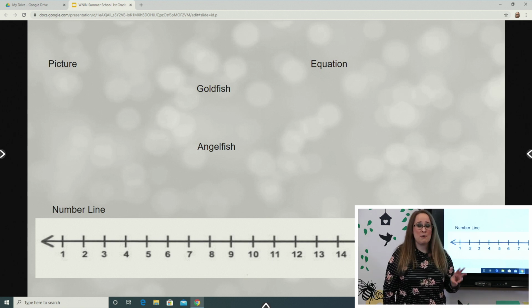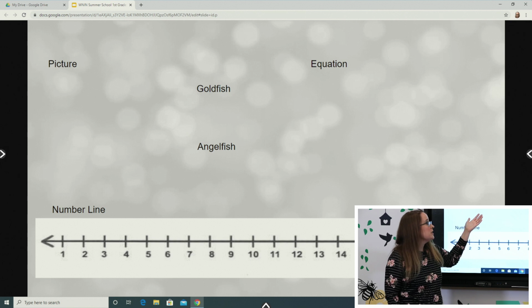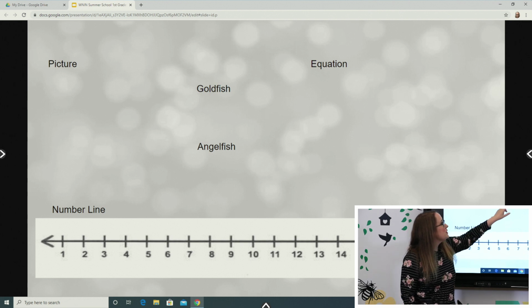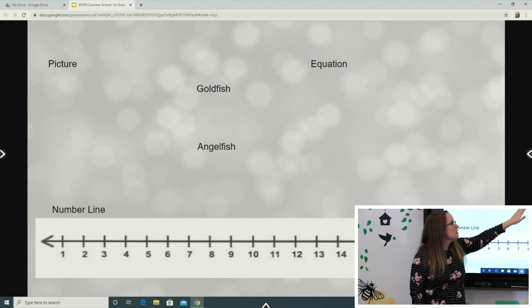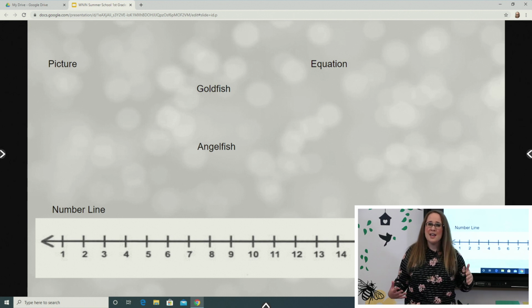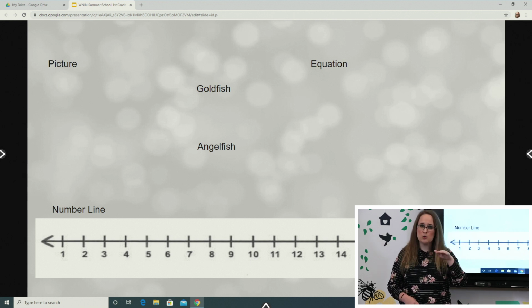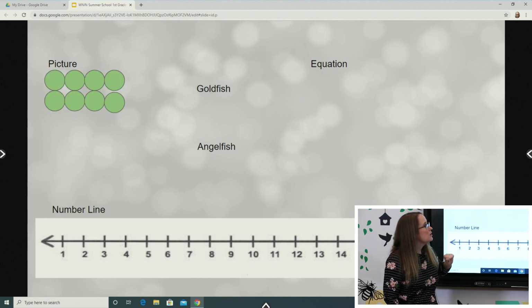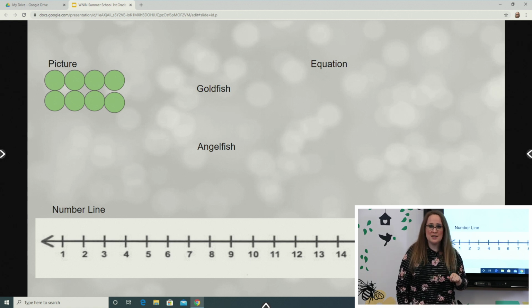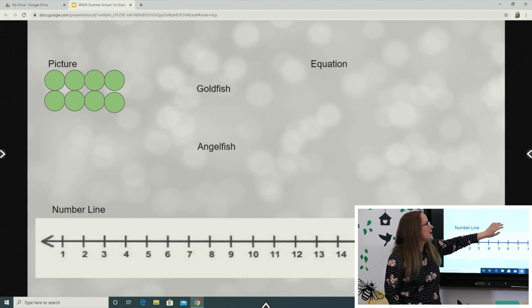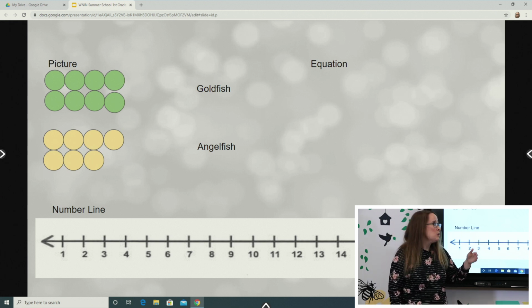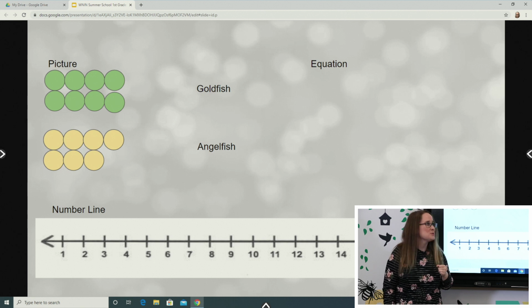Now let's solve this with our 3 different strategies: circle drawings, writing an equation, and our number line. We're going to draw circles to represent our goldfish, circles for our angelfish. If you don't have different colors, that's okay. You can always draw a line to divide them. Let's look at our goldfish. We have 8 green circles to represent our 8 goldfish. But there were also other fish in that tank. 7 angelfish represented with our yellow circles.